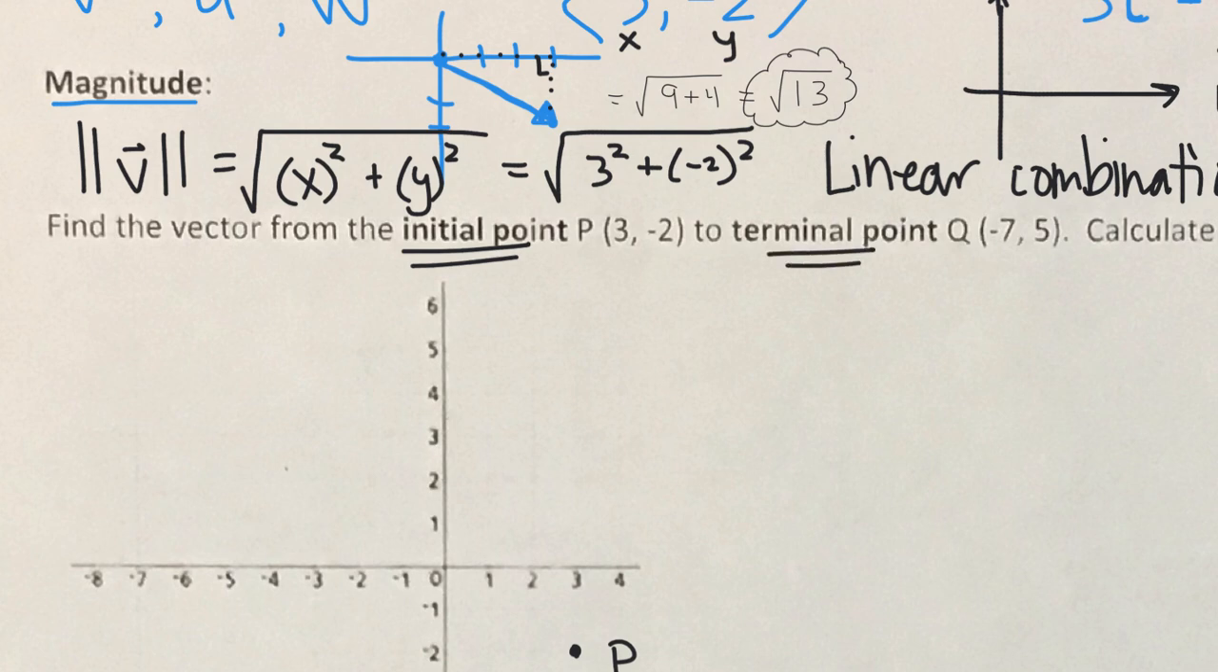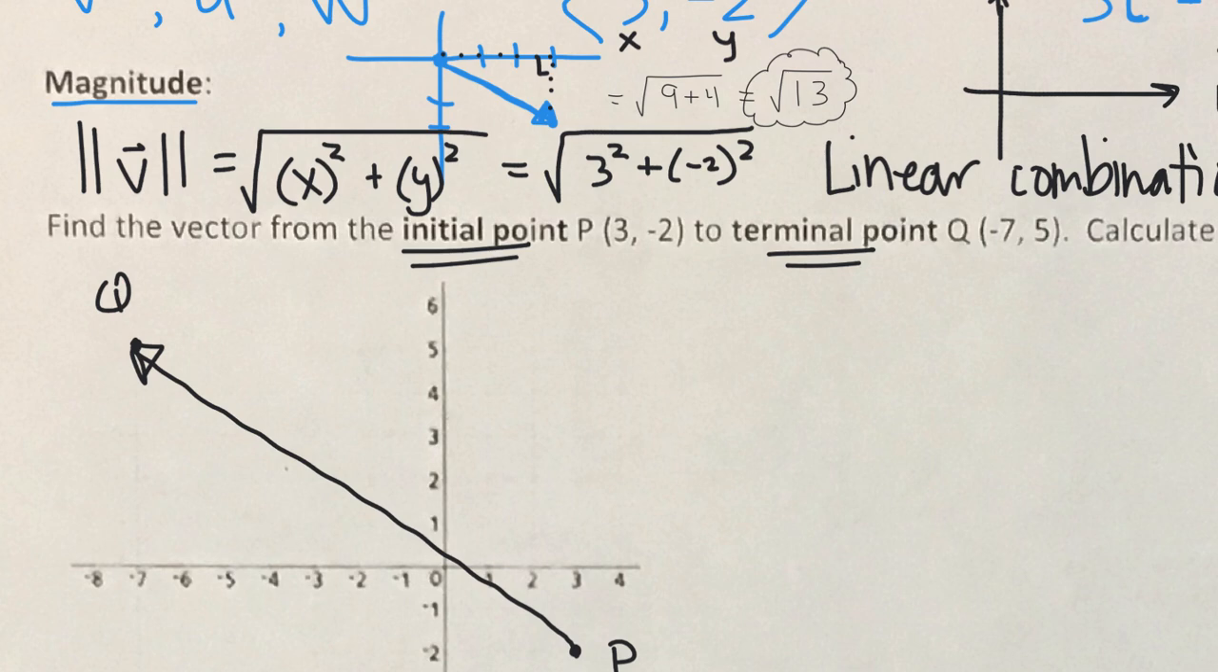So think about an airplane flight. We get on the flight at the initial place, and then you end at the terminal place, right? That's where your flight ends. Terminal means end. So (-7, 5), that's up here. We're ending at Q. So we start at P, we get on the plane at P, and we fly up here to Q. So Q has the arrow on it, and that's going to be our vector.